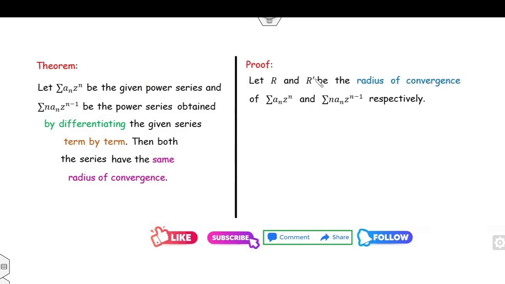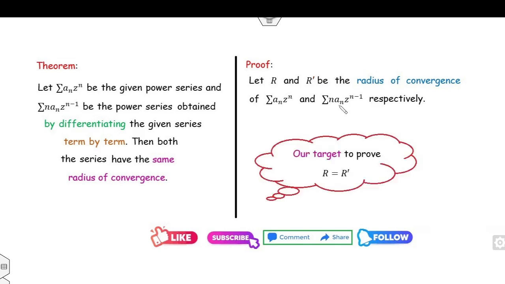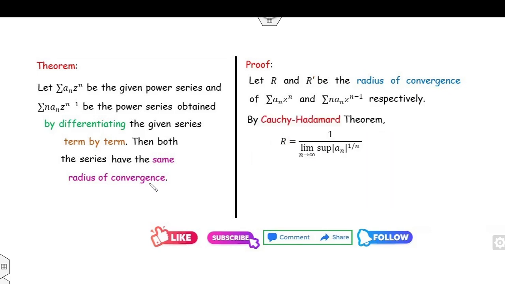So that's a very simple proof. If I consider R and R dash as the radii of convergence, I can apply the definitions. Our target is to prove R is R dash. By the definition of the radius of convergence, I can apply it on the first series, and I can apply the radius of convergence on the second series.